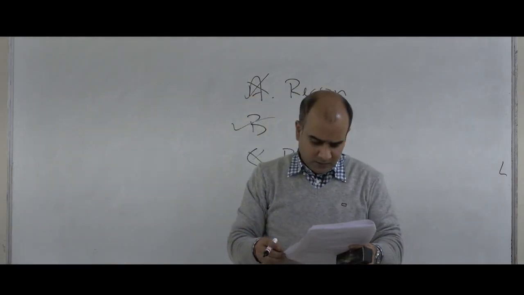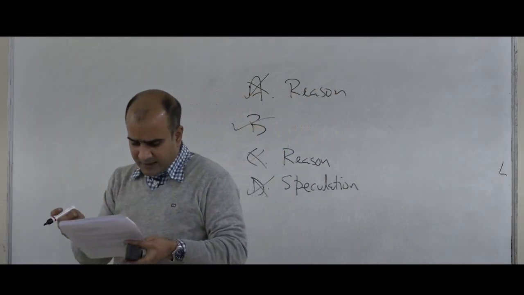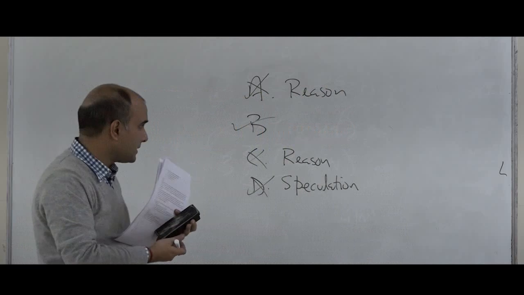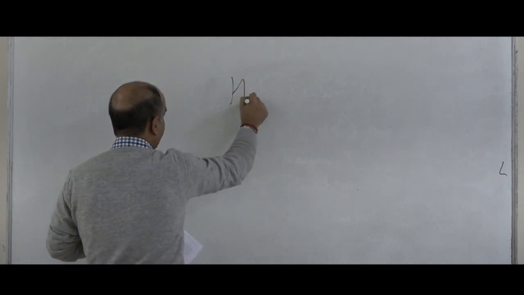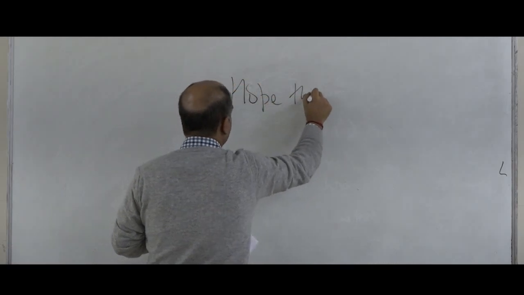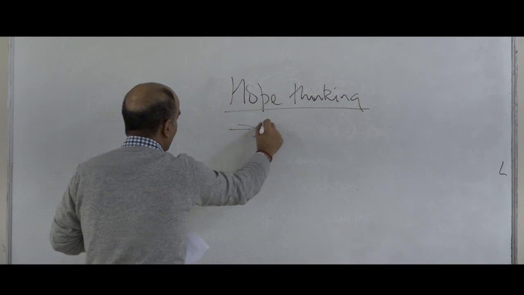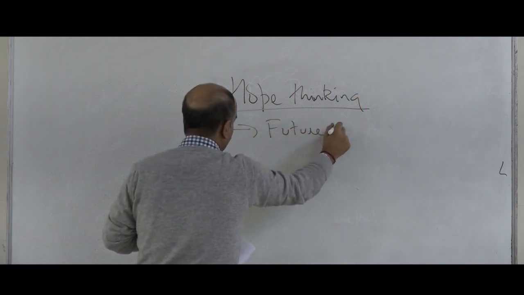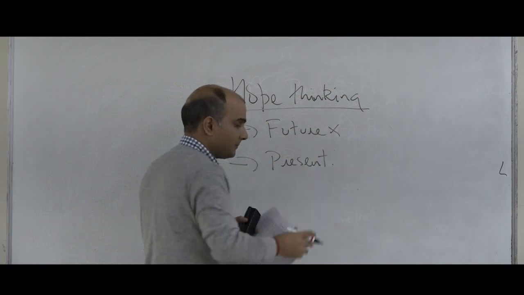After this, there are 2 passages given right towards the end. Question number 77 and 78 are based upon one small passage which talks about what he refers to as hope thinking. Is hope thinking important? Is it beneficial? The answer is yes. But the author says that we should not focus only upon the future. More importantly, we should be concerned with the present.